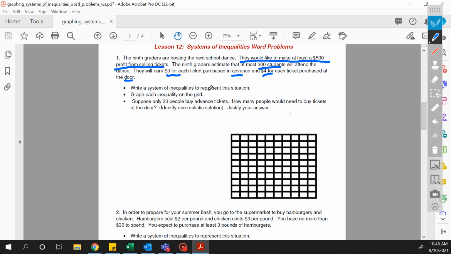Okay, so the two things that we don't know: we don't know X, which is the number of tickets in advance, and we don't know Y, which we'll call the number of tickets at the door. So the X-axis will be the tickets purchased in advance, and the Y-axis will be the number of tickets at the door.